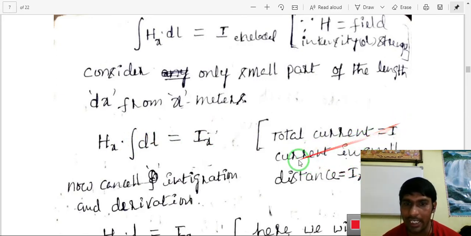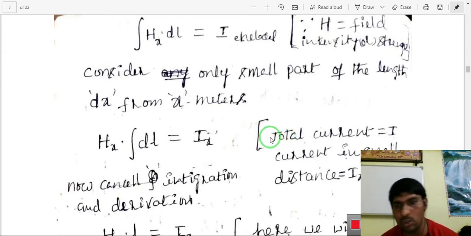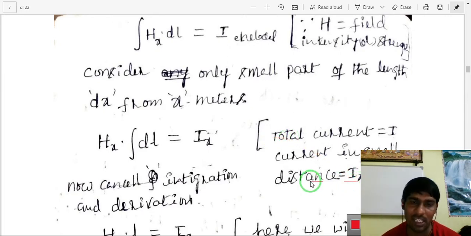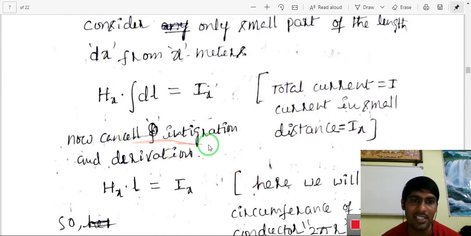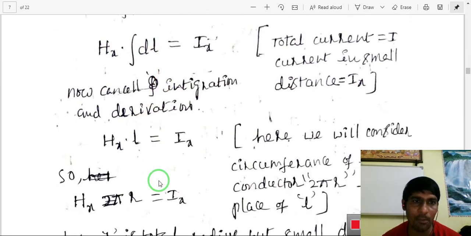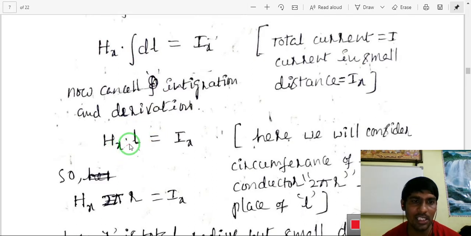Total current is I, and the small current through the small part, dx, is I_x. So the total current through the conductor is I, and the small area current is I_x. Now cancel the integration and derivation. The above equation can be written as H_x into L equals I_x.